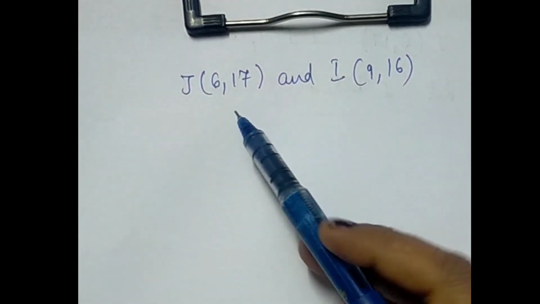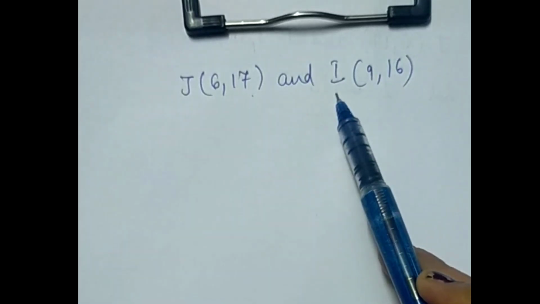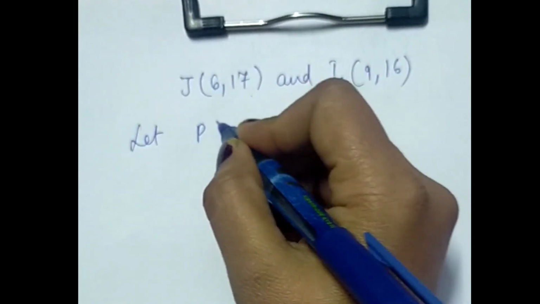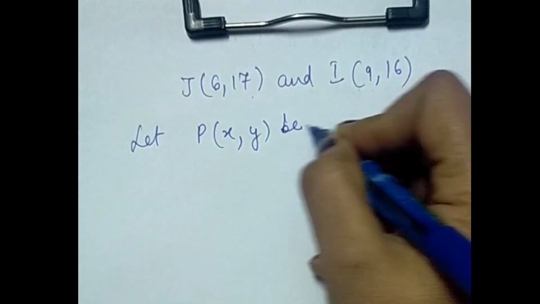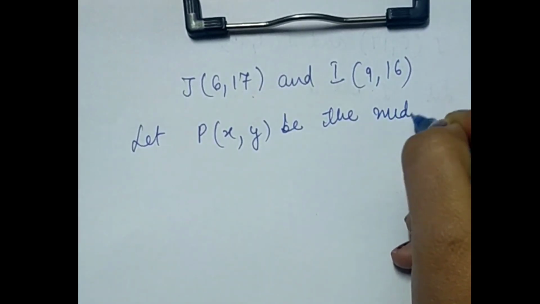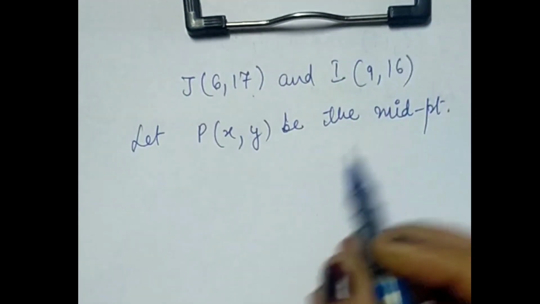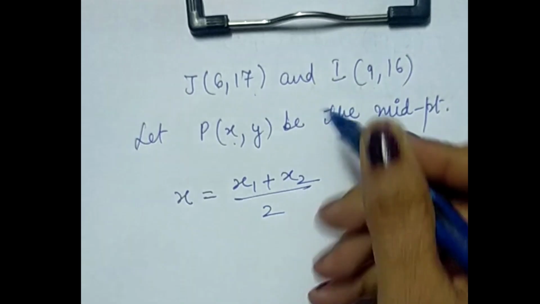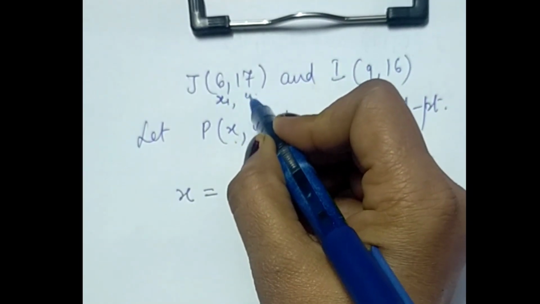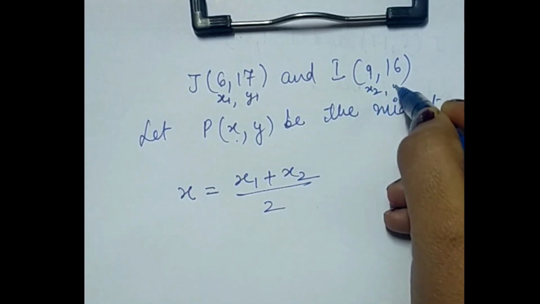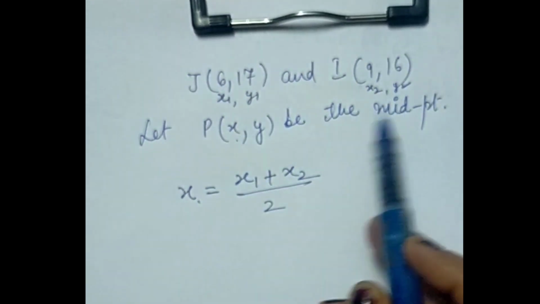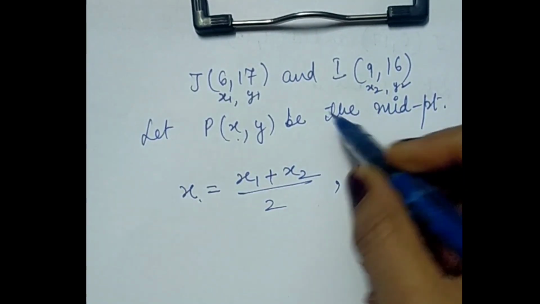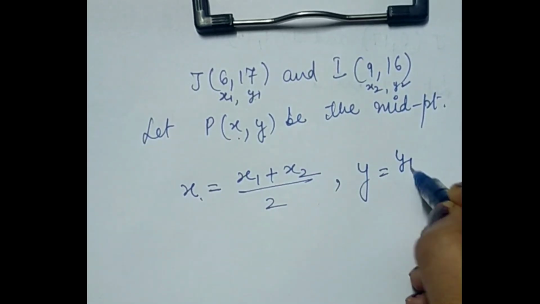So let's start with the questions now. J (6,17) and I (9,16) have been given. So let P(x,y) be the midpoint of these given points. And what is the midpoint formula? For x, it is (x1 + x2) over 2, where the points are (x1, y1) and (x2, y2). So to obtain the x coordinate, the formula is (x1 + x2) over 2, and for y it is (y1 + y2) over 2.